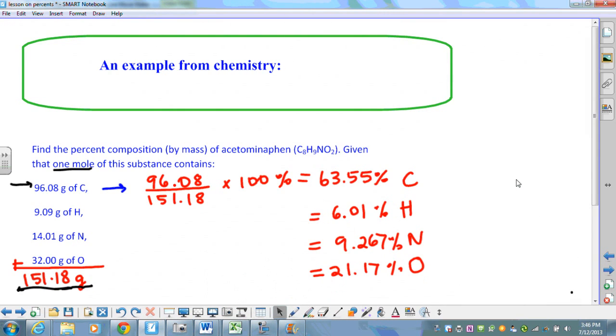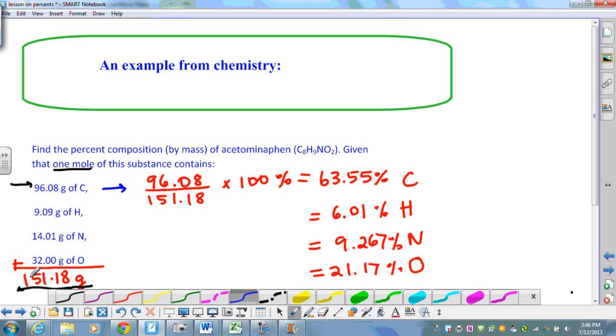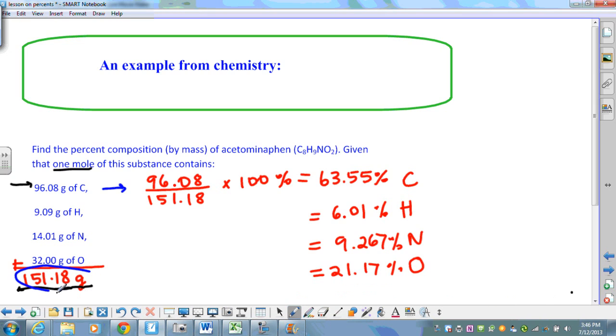Here's the answer. The first thing we do is find the total mass for 1 mole of the substance. Since we're given that carbon contributes 96.08 grams and hydrogen 9.09 grams and so forth, if you add all of that, you'll find the total mass of the substance. As a matter of fact, in your chemistry classes, you will learn how to come up with these numbers by looking at a periodic table and realizing you have C sub 8. That means you have 8 carbon atoms, so you multiply things by 8.